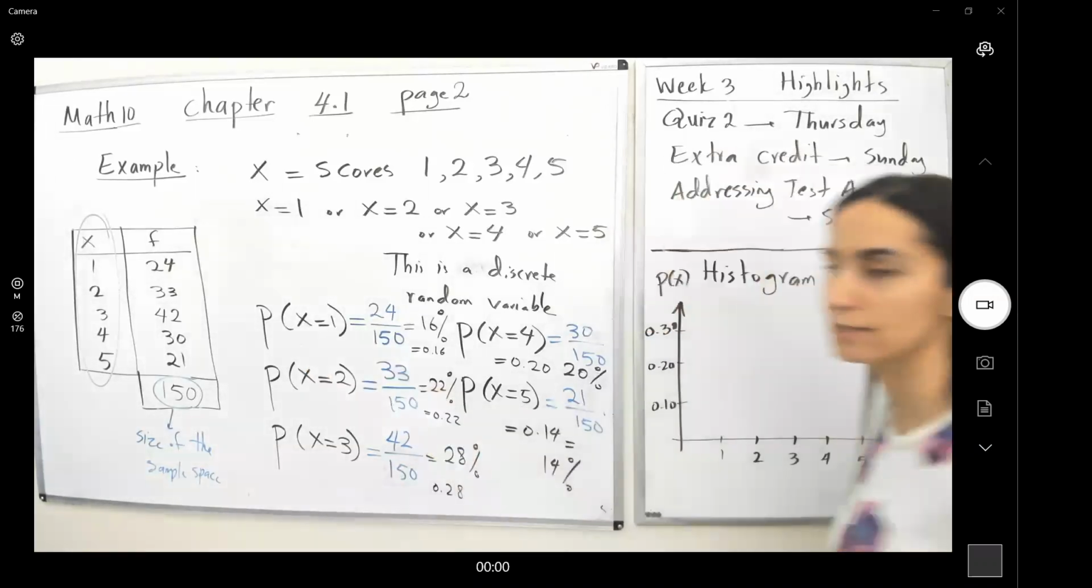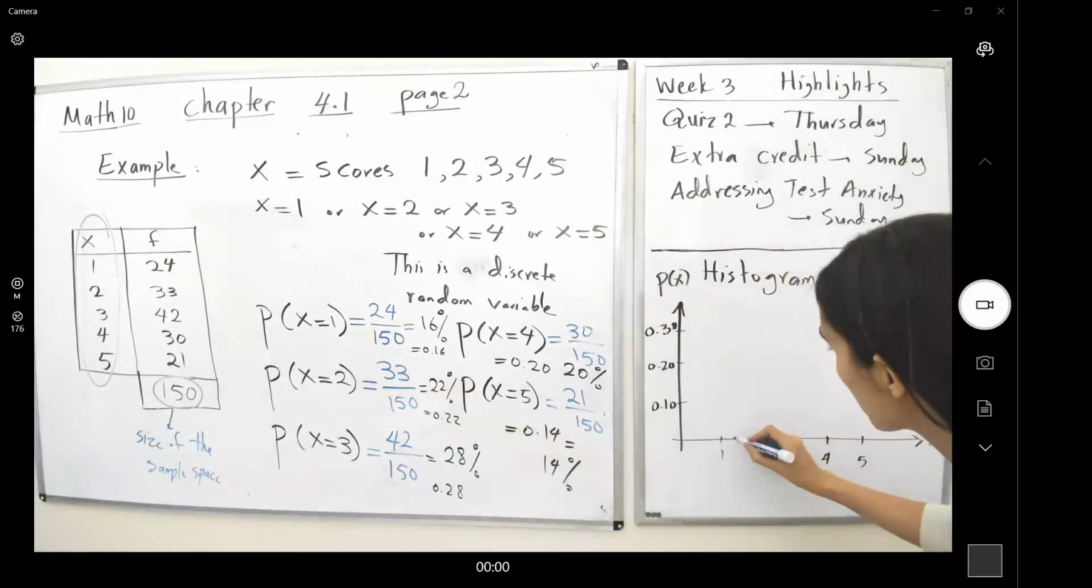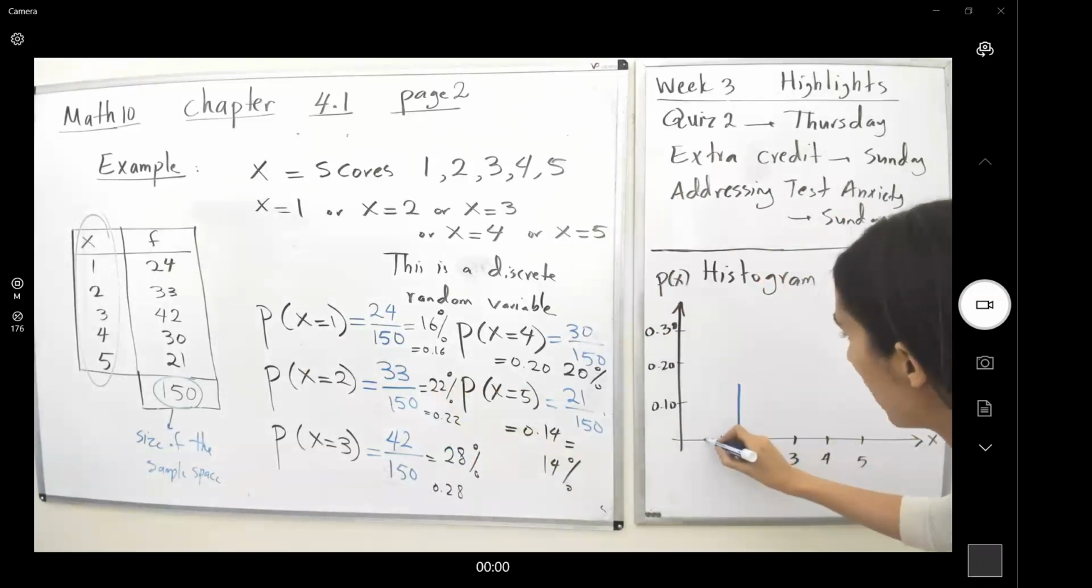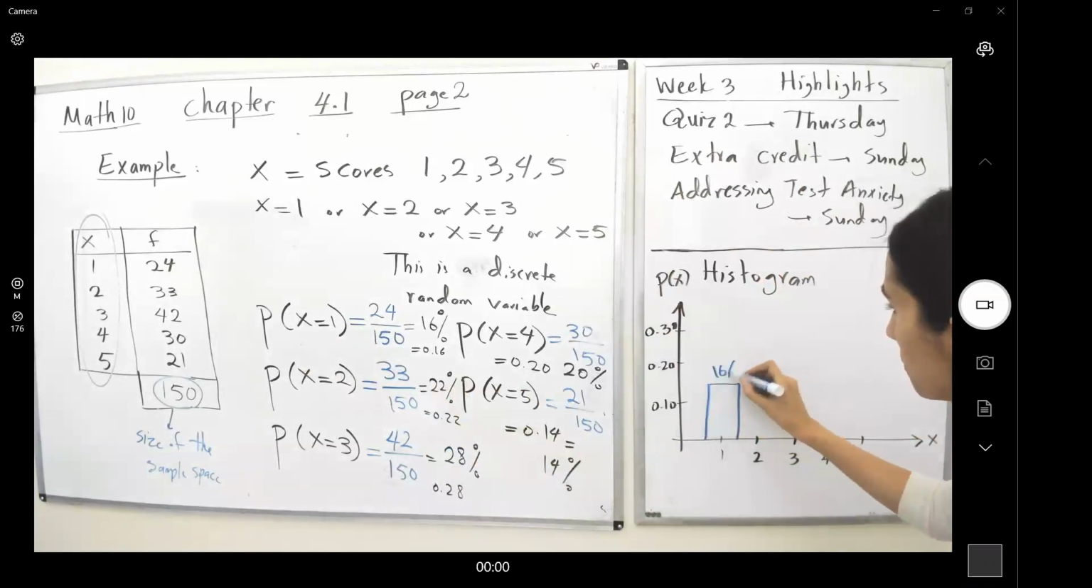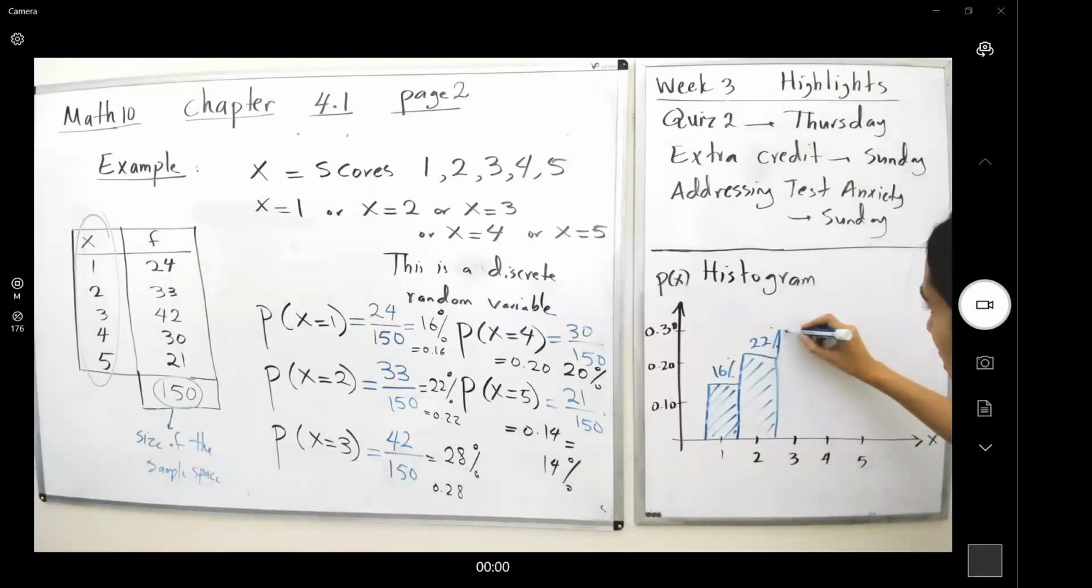The probability that score is 1 is actually 16%. So my first bar is going to stop at 16%. The probability for x equals to 2 is 22%. So my next bar is going to stop at 22%. Very well. What if x is 3? X is 3, so I have 28%. My third bar is going to stop near 30.